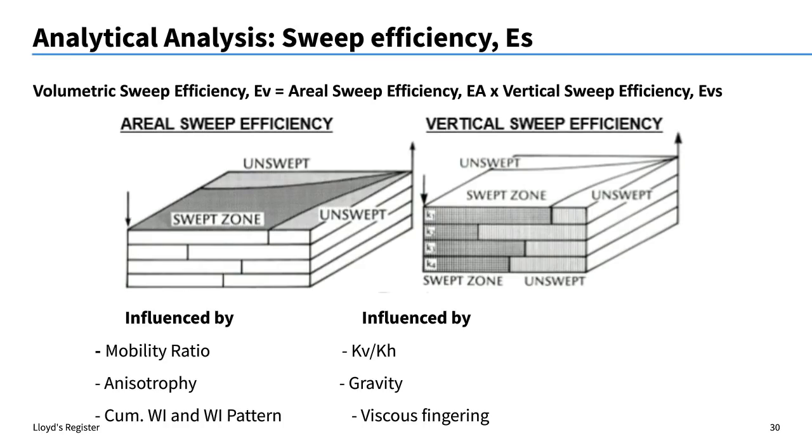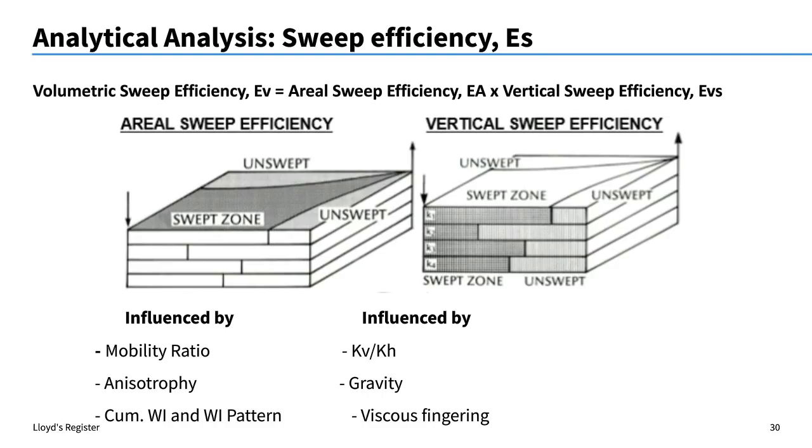Sweep efficiency. In this sense, we're referring to volumetric sweep efficiency, just for clarification. So you have two components, you have areal and you have vertical. The areal sweep efficiency tends to be, as the name suggests, in an areal domain. It's along the reservoir layer plane, and it's influenced principally by the mobility ratio and anisotropy, which, for those of you that aren't reservoir engineers or geologists, anisotropy refers to heterogeneity. Also, it's very much dependent on your cumulative water injection and the pattern flood that you're currently undergoing in the field.